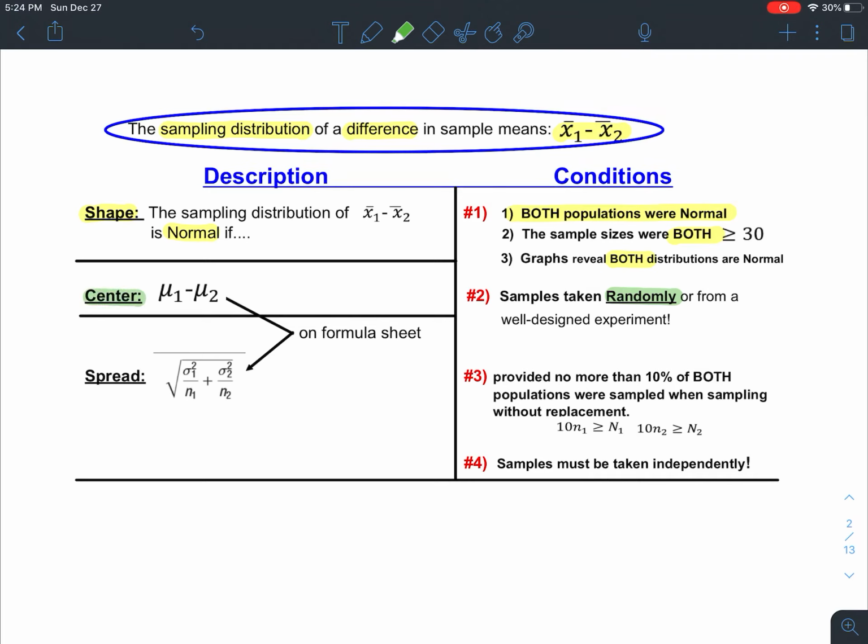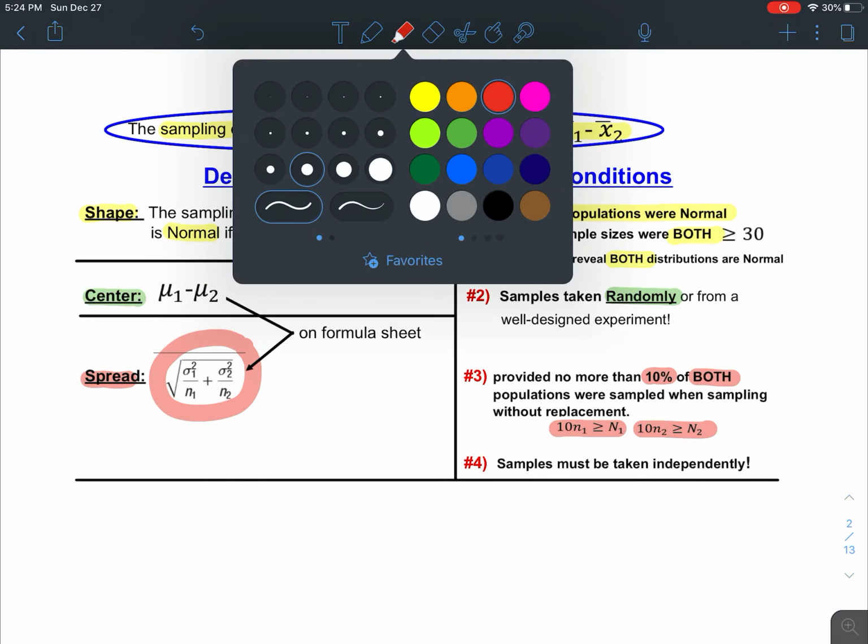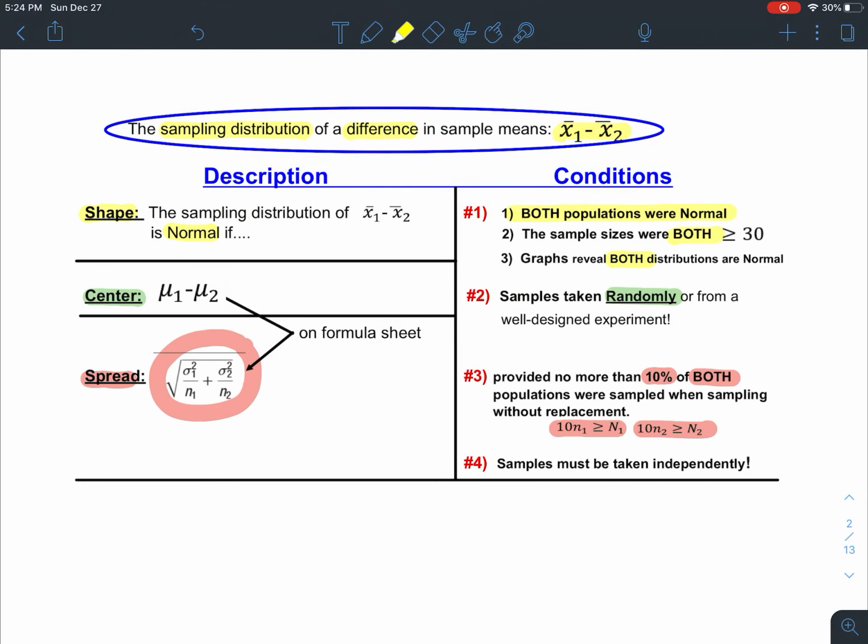Okay, we know the center is just the difference between the two means, and then the spread, which again is given by this formula on the formula sheet. Okay, that's the 10% condition, has to be shown for both populations. So we have to do that for each of the two samples. Okay, and then finally, this is going to kind of feel like an added condition here. We had this when we dealt with proportions as well. Since we are drawing two samples, one from each of two separate populations, we need to make sure that the samples are drawn in such a way that they are independent of each other.